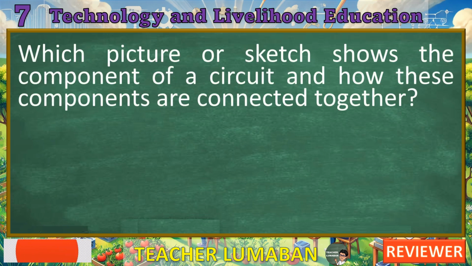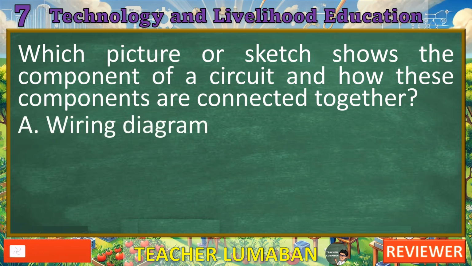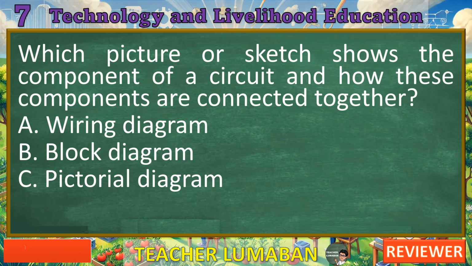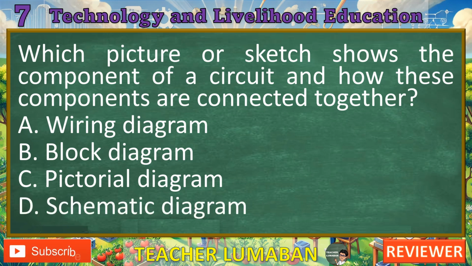Which picture or sketch shows the component of a circuit and how these components are connected together? A. Wiring diagram. B. Block diagram. C. Pictorial diagram. D. Schematic diagram. In the next 5 seconds, select the best response from the available options.